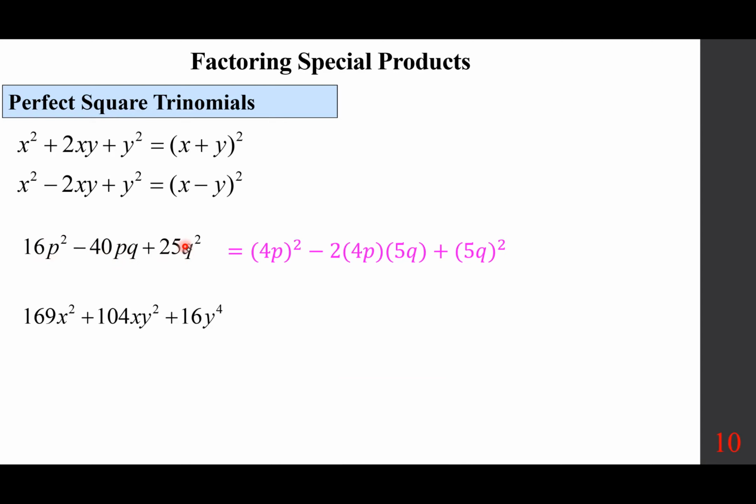Is this the product of these two times either 2 or -2? It is times -2. Therefore, because of this, it follows this one. So 4p minus 5q quantity squared.